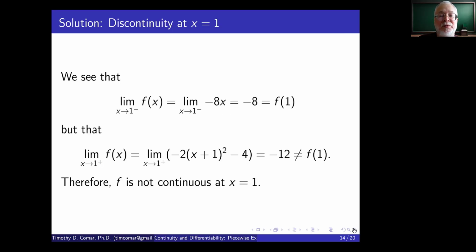Now we're going to look at x equals 1 here. If we're going to compute the left-hand limit of the function at 1 here, we're still going to need to use that -8x definition here, and that's going to be -8, which is also equal to the function value. But if we're going to compute the right-hand limit, we're going to have to use the appropriate definition of our function over here, and that limit comes out to be -12, which is not equal to the function value or the left-hand limit. So the function is not continuous at x equals 1.